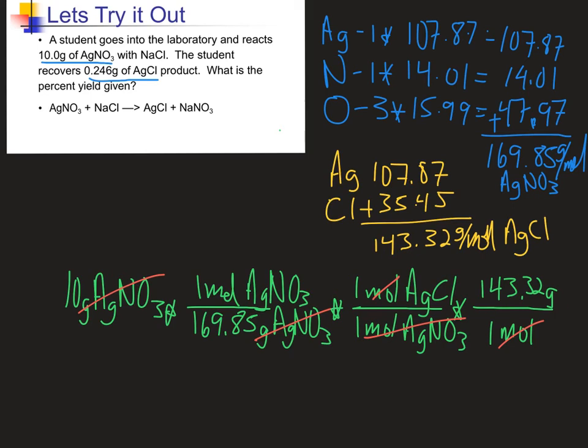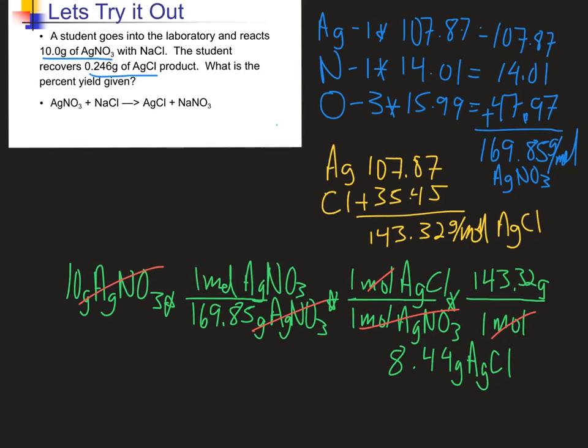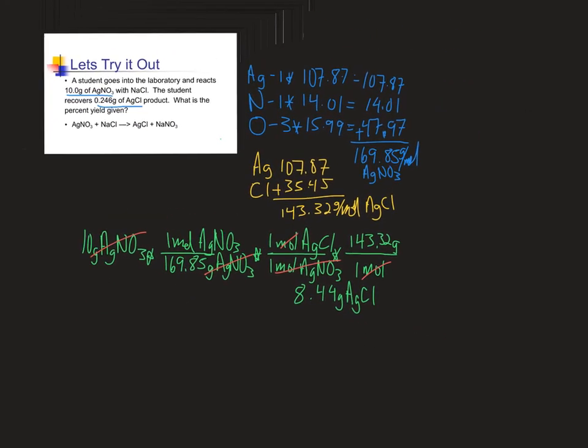Alright, now I need to do my calculation. First round of calculations. And after that, I can see that I should have got 8.4, and we'll go 3 significant digits, 4 grams of silver chloride. Now that doesn't look very good when it comes to putting anything together. So we need to make some room here.